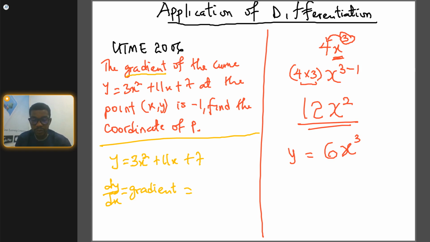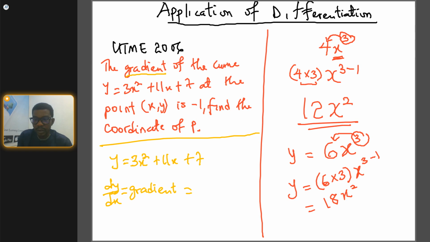The response should be 3 multiplied by this. We have y equals 6 times 3, then x to the power 3 minus 1. That is going to give you 18x squared. That will be the answer. Okay, let's proceed with the solution we have been solving.